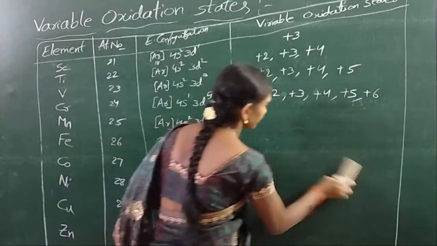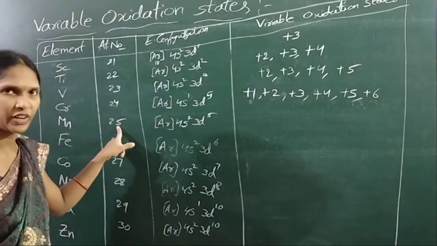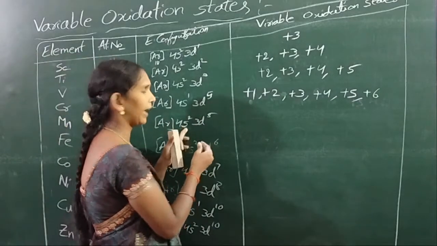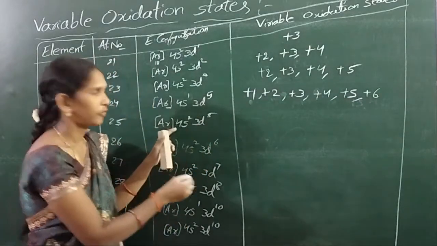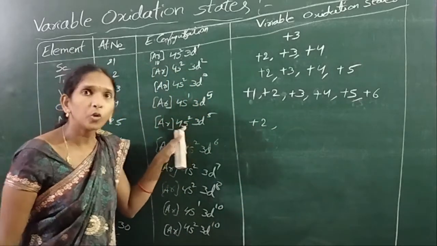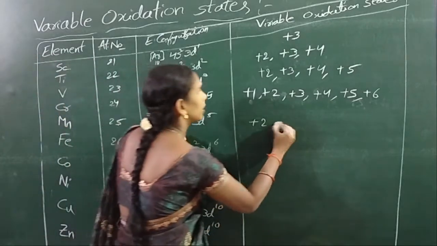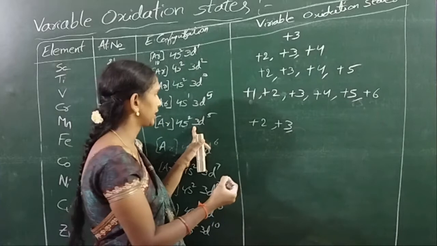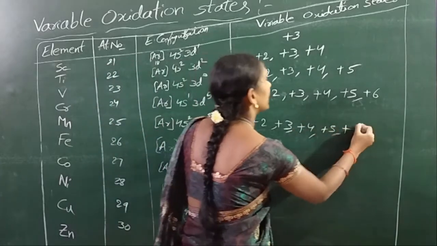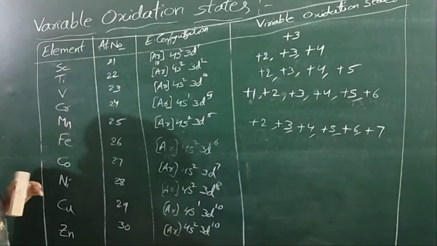Okay, next manganese. Manganese atomic number is 25. This is the electronic configuration of manganese. Here I can remove plus 2 from S, that is, 2 electrons from S. Next plus 3, one from D. Plus 4, plus 5, plus 6 and plus 7 are the oxidation states of manganese.